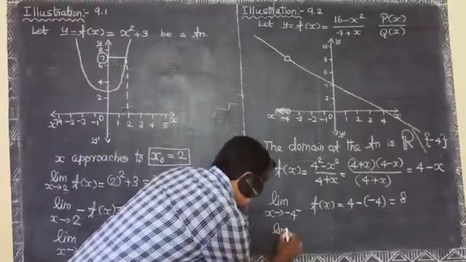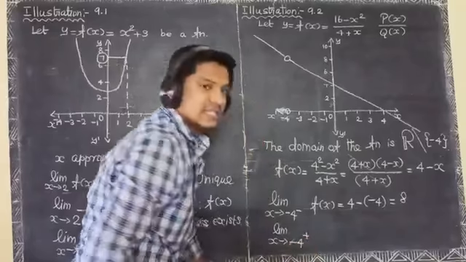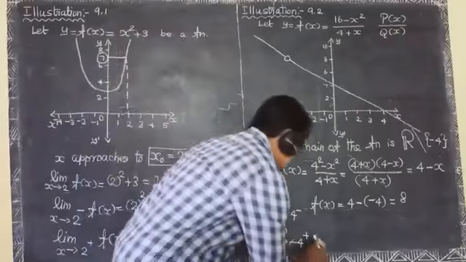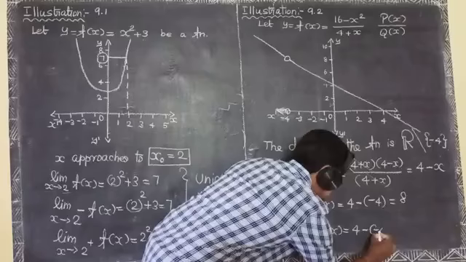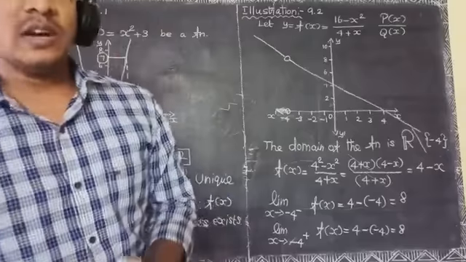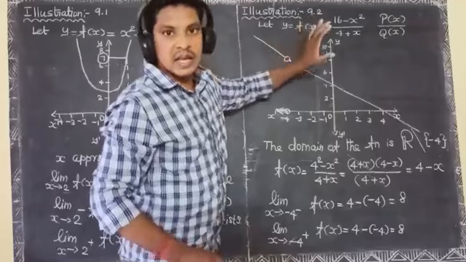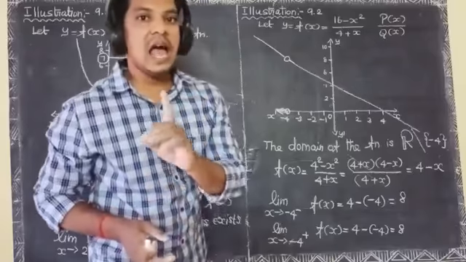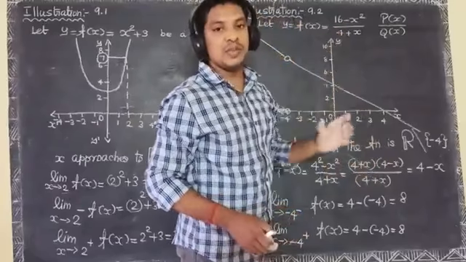Limit x tends to minus 4 plus means x approaches minus 4 from the right side. f of x which is equal to 4 minus of minus 4, that is 8. We conclude the given function's limit exists at x equal to minus 4.